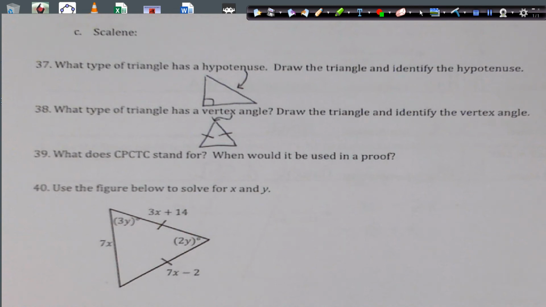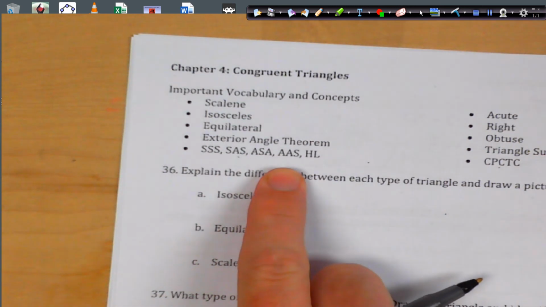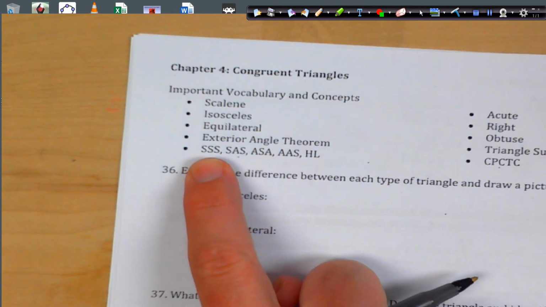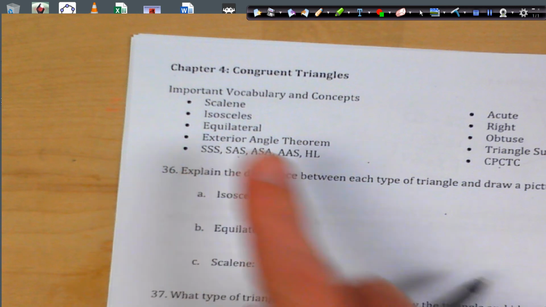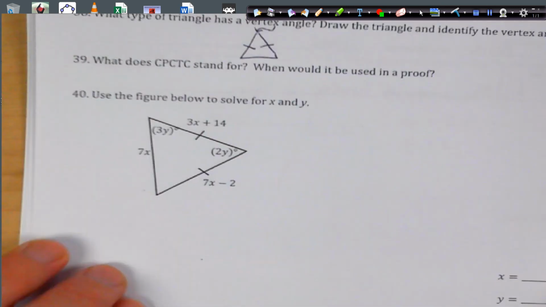When would you use it in a proof? Once you've proved the triangles are congruent by using one of our shortcuts. So once you prove our triangles are congruent by one of these shortcuts, usually we use CPCTC after that. So if I say the triangles are congruent by side, side, side, so I prove 3 sides are congruent, I can now use CPCTC to show any of the corresponding angles are congruent. So usually use CPCTC as a justification to show other parts of the triangle are congruent.